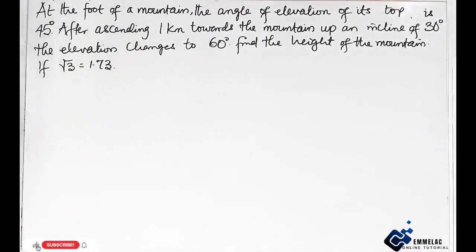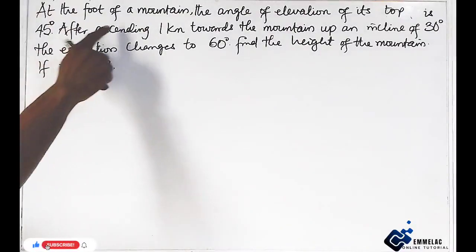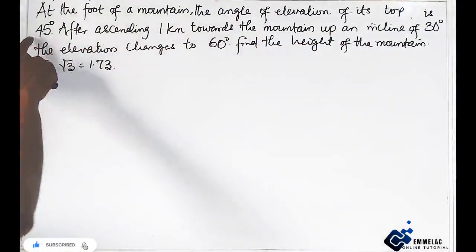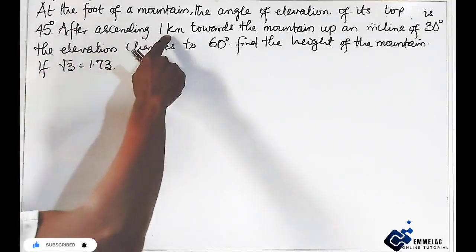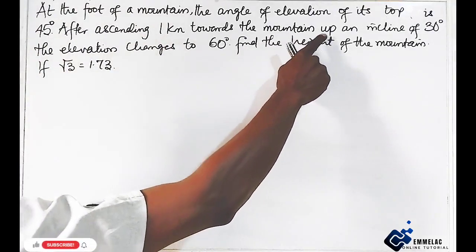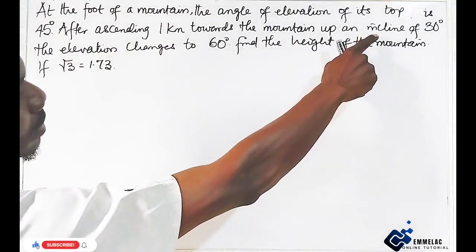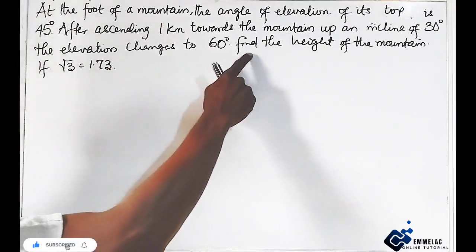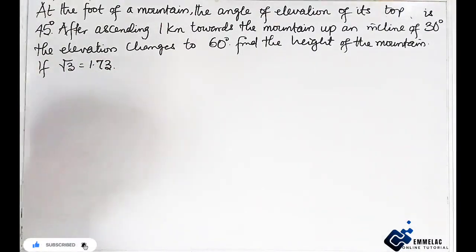Before us is this question that says, at the foot of a mountain, the angle of elevation of its top is 45 degrees. After ascending 1 kilometer towards the mountain up an incline of 30 degrees, the elevation changes to 60. Find the height of the mountain.